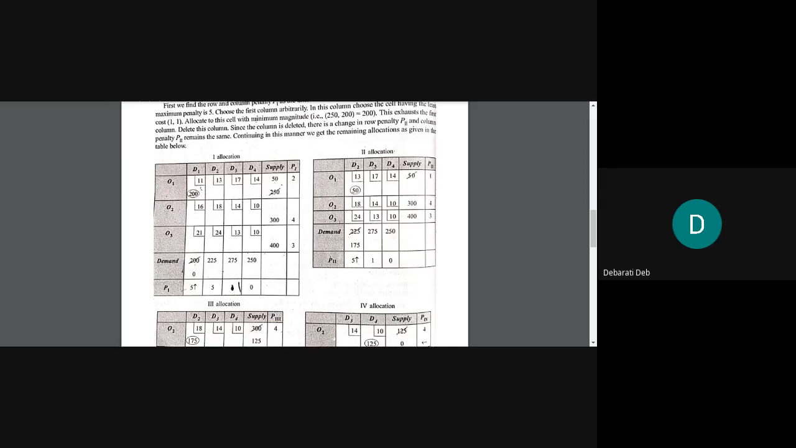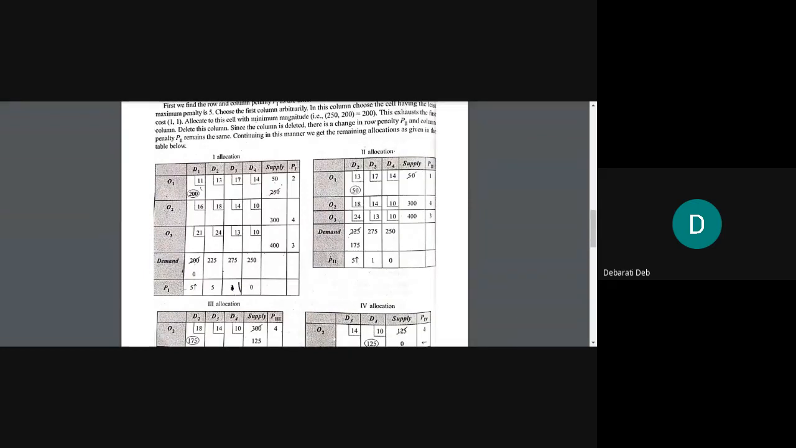Understood? If anyone has not understood, please unmute and ask me right now. Or else I'll move ahead. If there is any doubt in these calculations of P1, please ask me. So I am assuming that you have understood and moving ahead, okay?